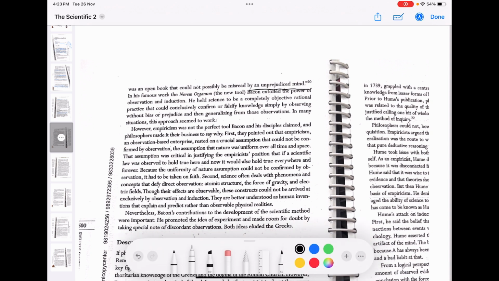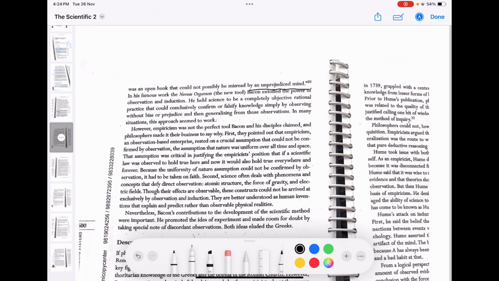In his famous work, The Novum Organum, Bacon extolled the power of observation and induction. He held science to be a completely objective, rational practice that could conclusively confirm or falsify knowledge simply by observing without bias and prejudice and generalizing from those observations. In many situations, the approach seemed to work.